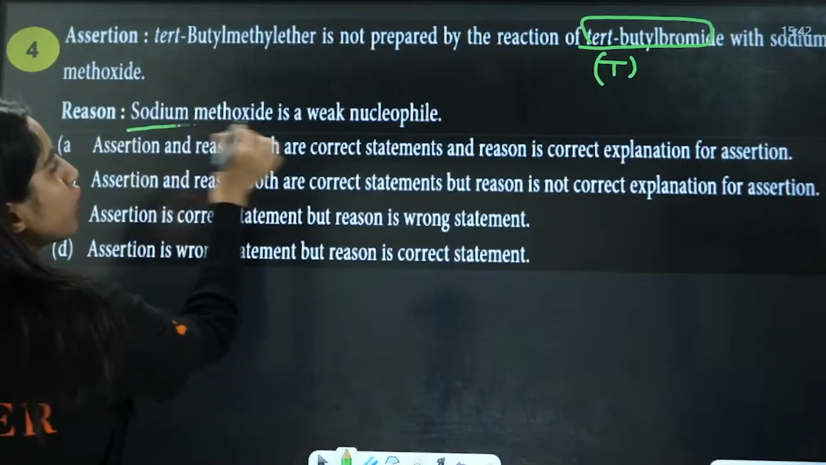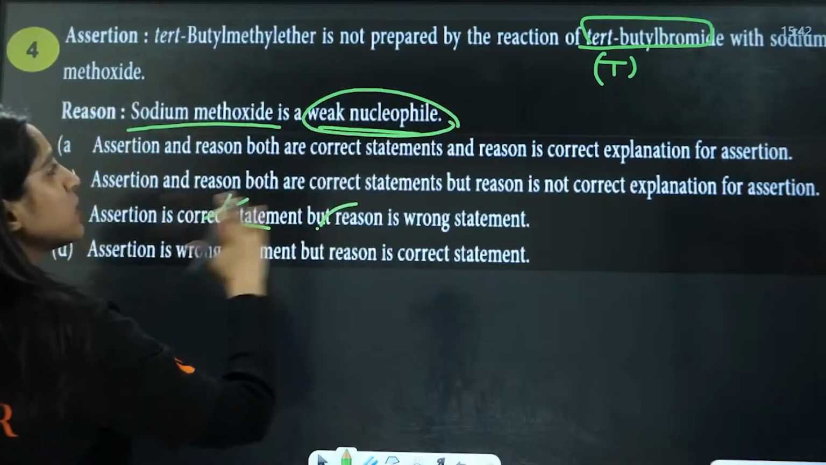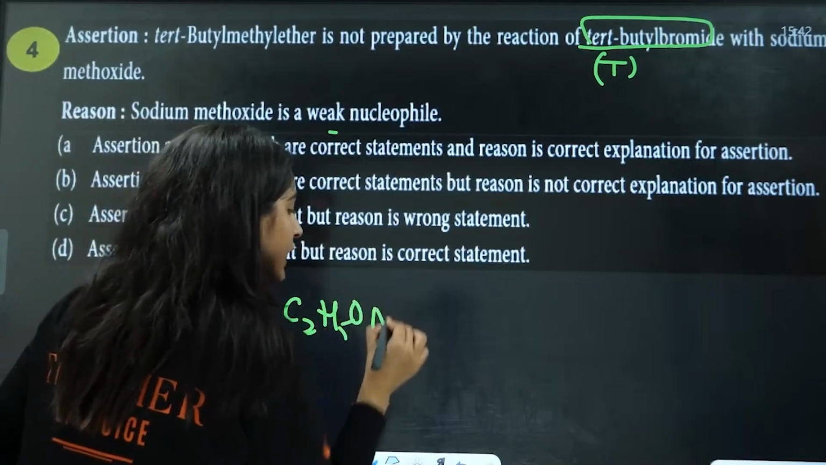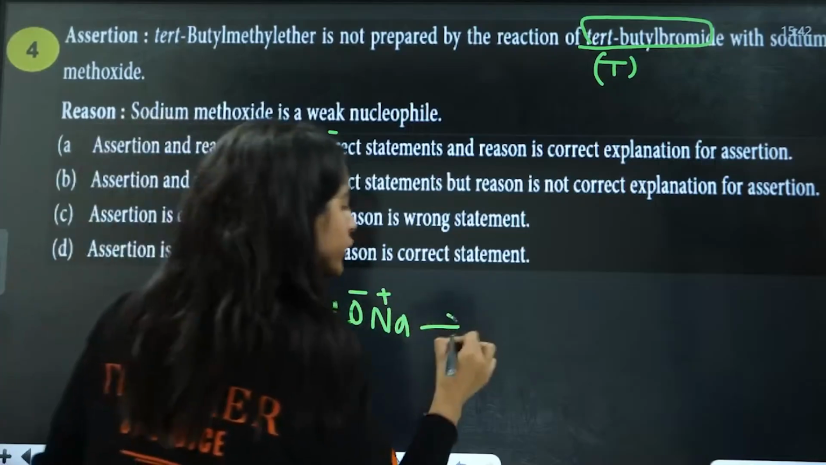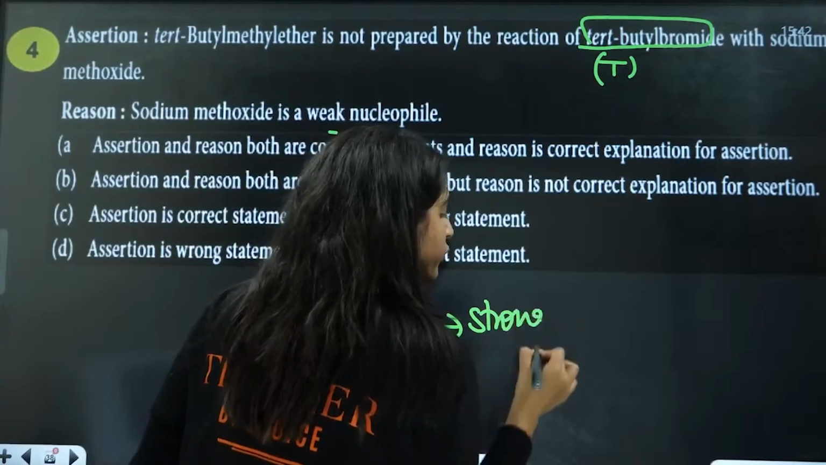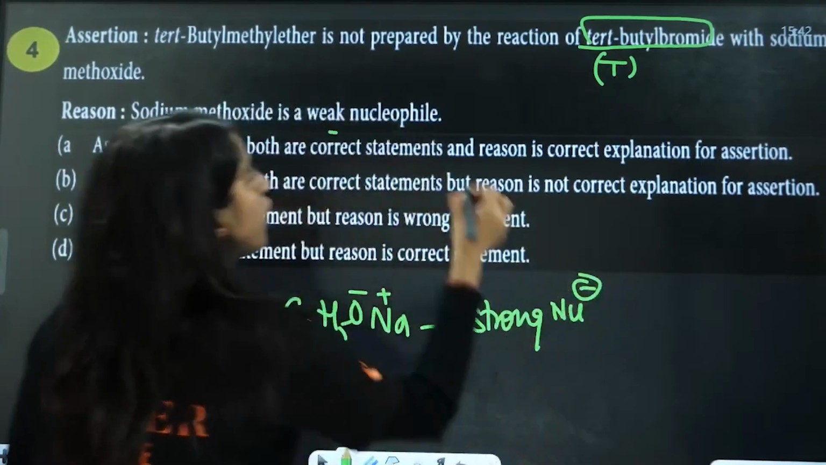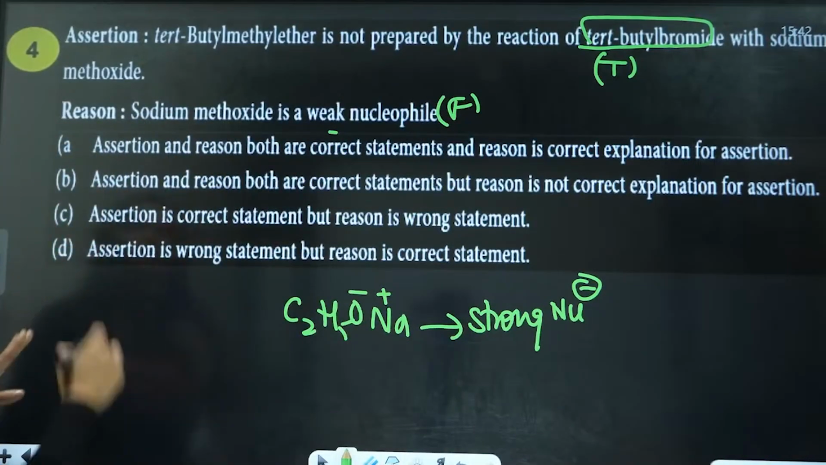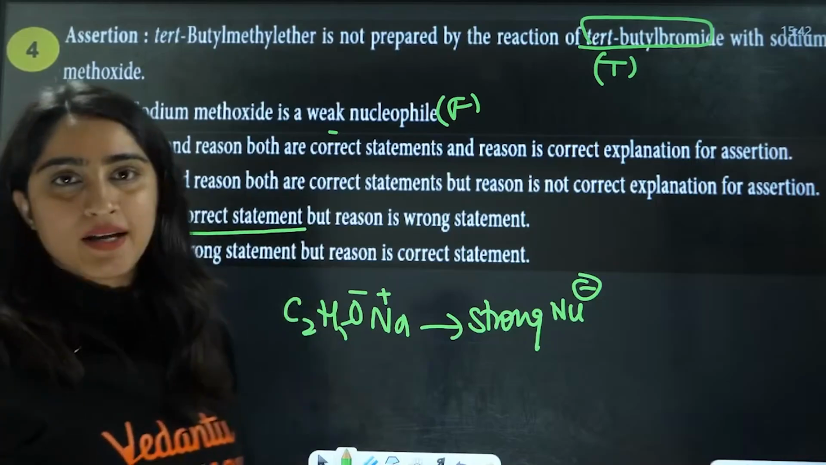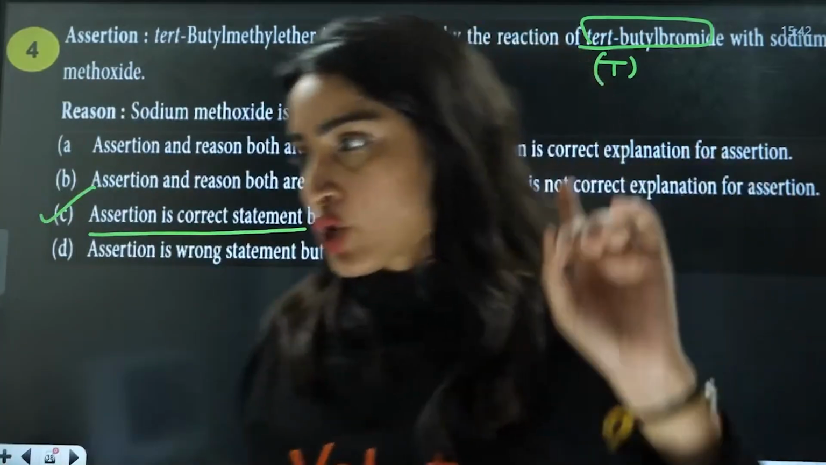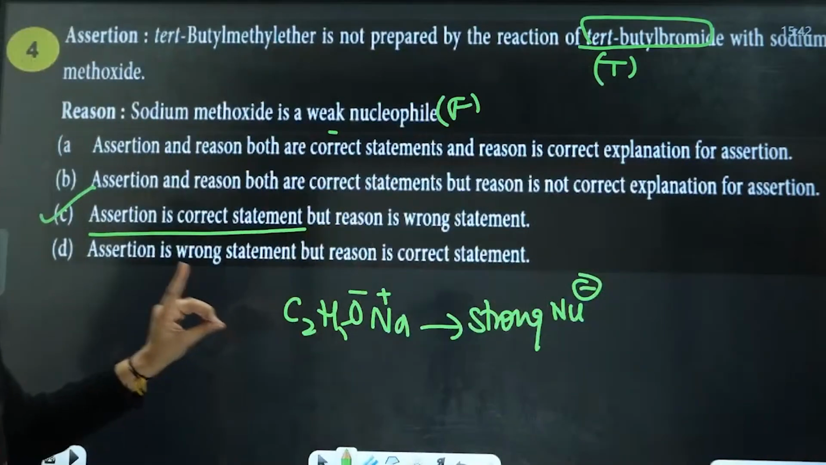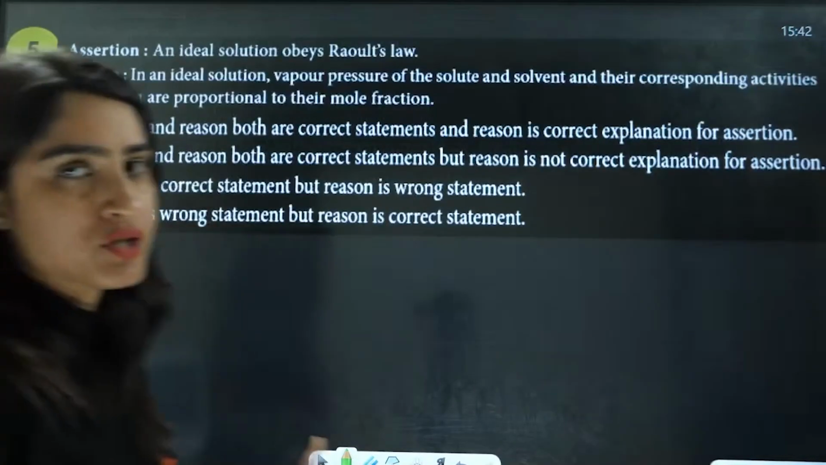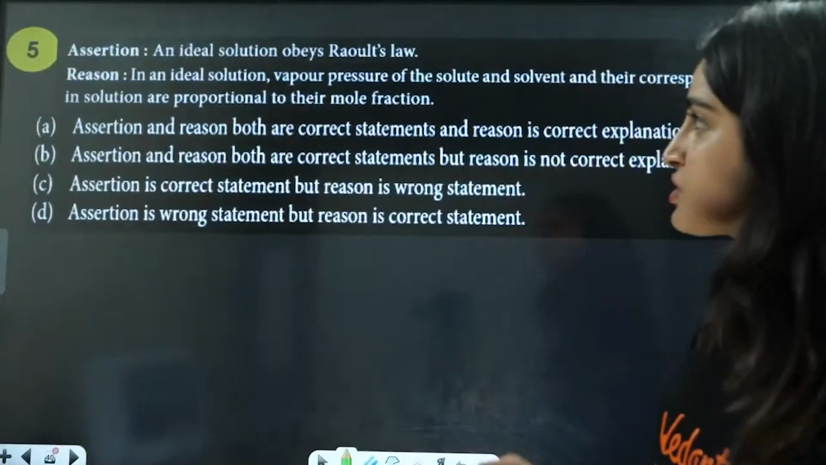Next is, sodium methoxide is a weak nucleophile. Sodium methoxide, that means CH3ONa, is a very strong nucleophile. This is a very good nucleophile, not a weak nucleophile. So this statement is going to be false here. So the answer is, the assertion is correct and the reason here is wrong. Okay, very good. I want all of you to try to answer these questions.